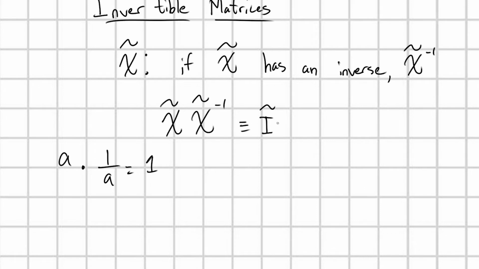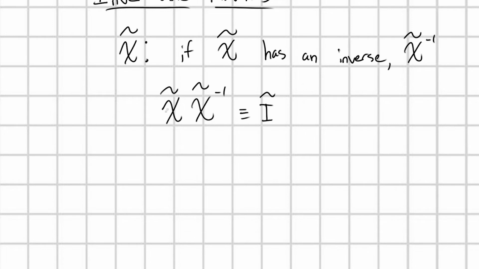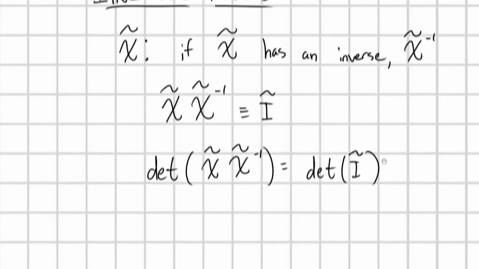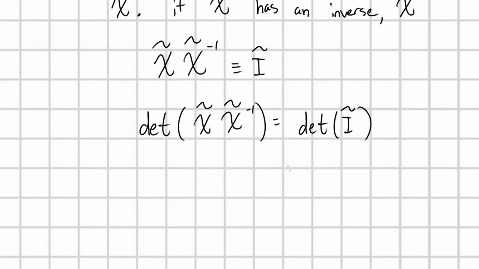Chi inverse gives me the identity matrix. Now the thing is, if I take the determinant on both sides of this equation, the determinant of chi inverse equals the determinant of I, right? What's the determinant of the identity matrix? Well, this is just 1, right?